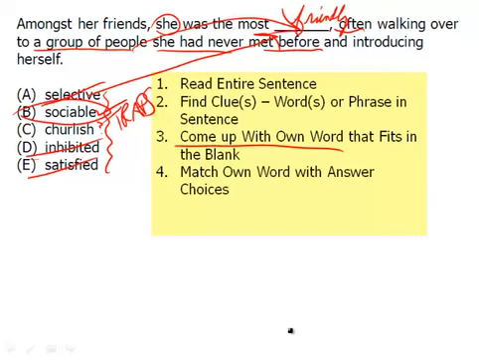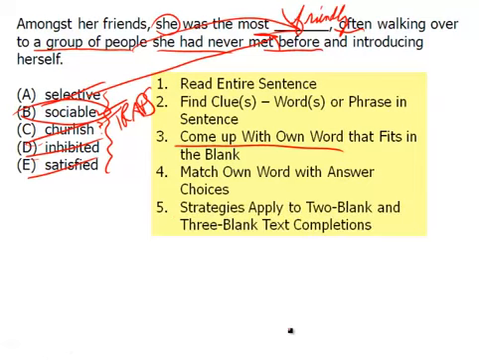Churlish, by the way, the difficult word here, isn't necessarily the answer because we've already found an answer. Churlish means rude and ill-mannered. Doesn't work here, but we've followed these basic steps. Again, read the entire sentence, find the clue. Those are the key words or phrases that tell you what the blank is about. Then you come up with your own word and you match that word with the answer choices. So those are the important basic steps for you to follow. And these strategies apply to 2 blank and 3 blank text completions as well. So this is important stuff to know.